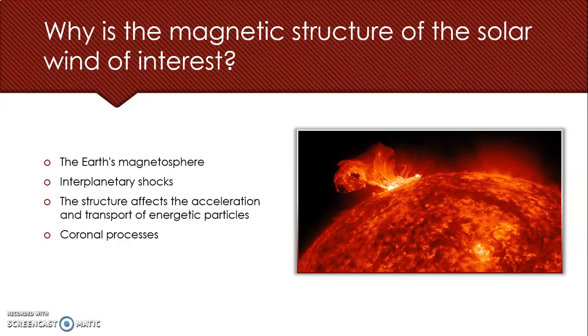The magnetic structure of the solar wind is of interest for various reasons. The structure impacts the behavior of the Earth's magnetosphere. The structure alters the behavior of interplanetary shocks. The structure affects the acceleration and transport of energetic particles. The structure may carry information about coronal processes.